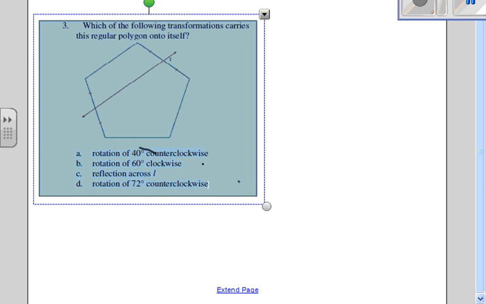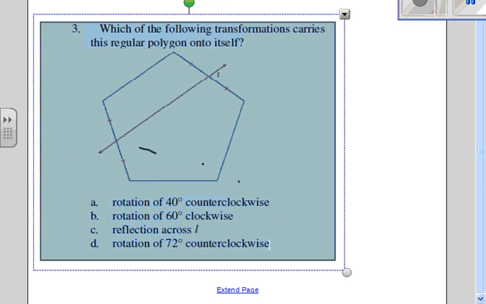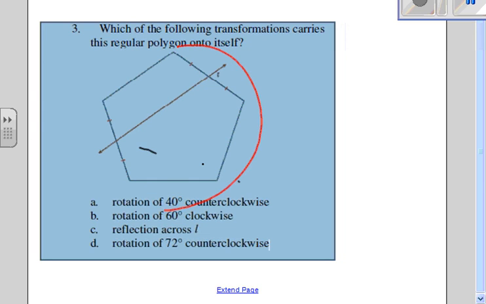All right, which of the following transformations carries this regular polygon onto itself? So you're looking here, and just how many degrees do you have to rotate this in order for you to have it fall right back onto itself? One critical thing that you're going to have to know is if you rotate something all the way around, how many degrees that is. Okay, and then if it's a regular polygon, how many times it would fall back into itself in a given rotation.